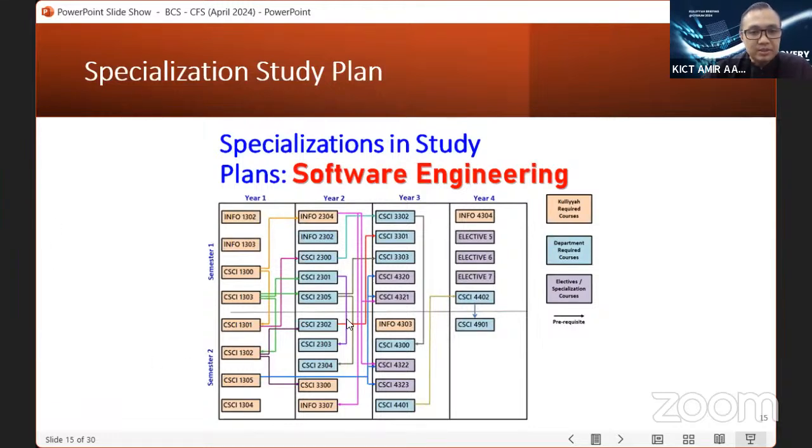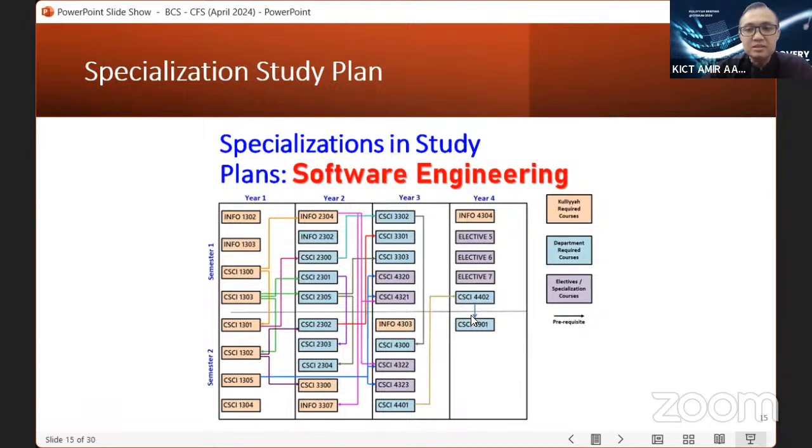So what I'm sharing here is if you plan to go for a certain specialization. For example, this one is if you're going for the software engineering specialization, year 1 and year 2 are the same for all BCS students. By year 3, you start to choose all the software engineering specialization courses. So these numbers start with 4320, 4321. These are courses in software engineering.